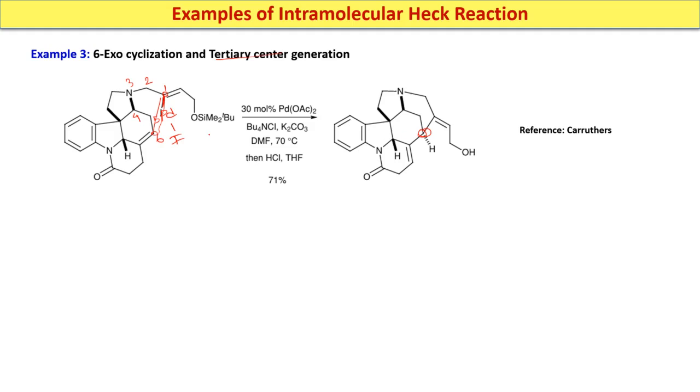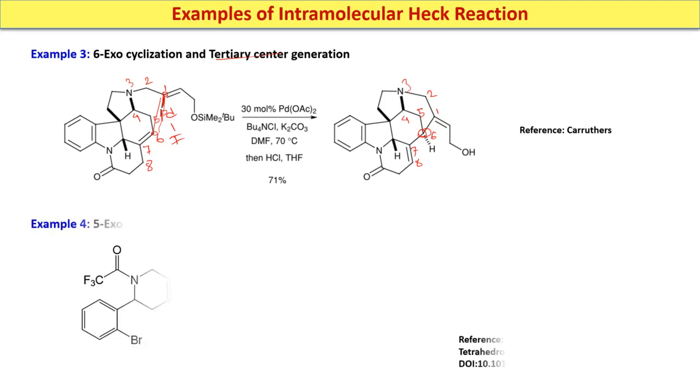And if I write 7 and 8 here, initially the C=C double bond is at the 6, 7 position, but it will end up at the 7, 8 position, as you can see here. And if I do the numbering here, it will be 1, 2, 3, 4, 5, 6. So this is a 6-exo cyclization. And why it is ending up at 7, 8, we have already discussed in the previous examples.